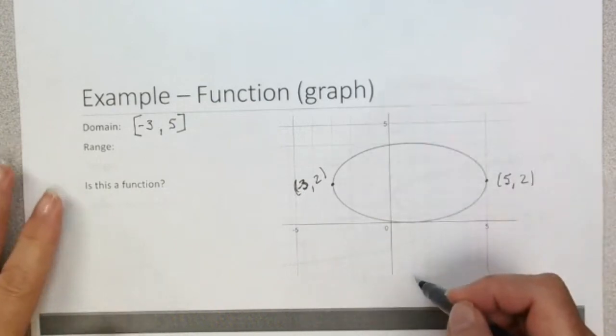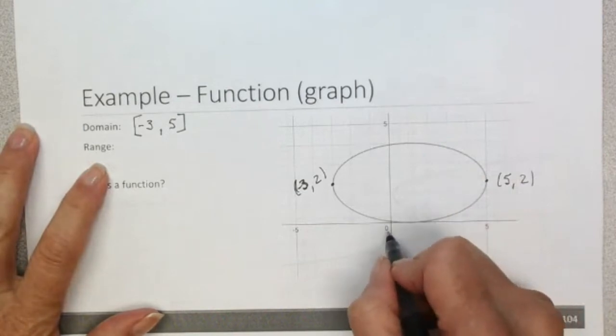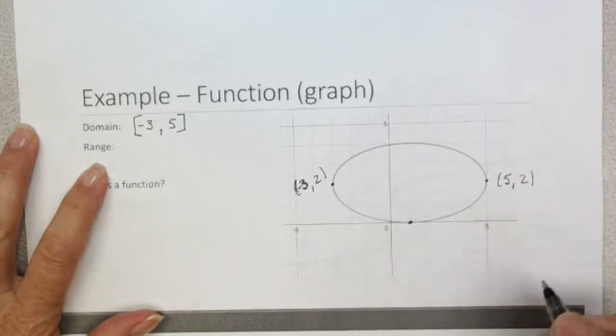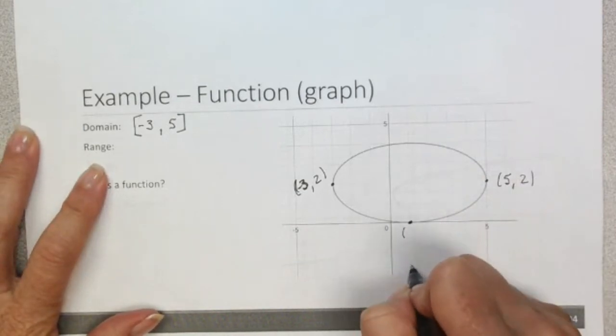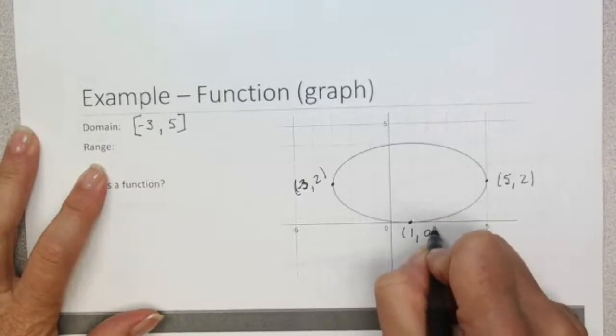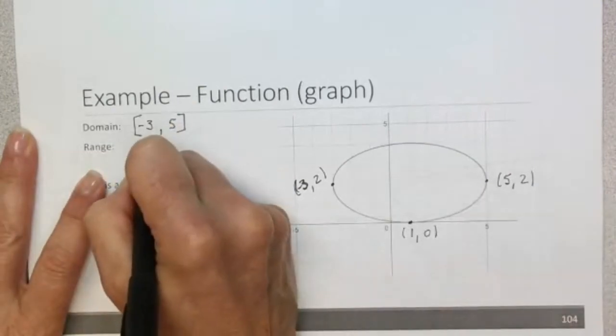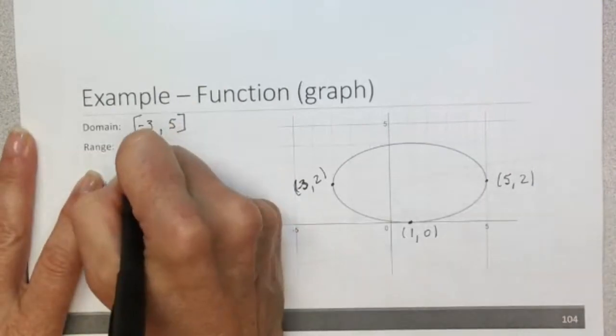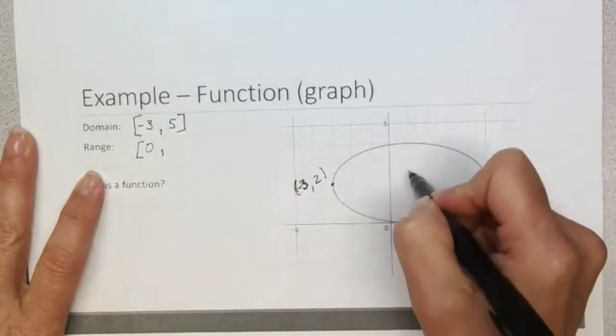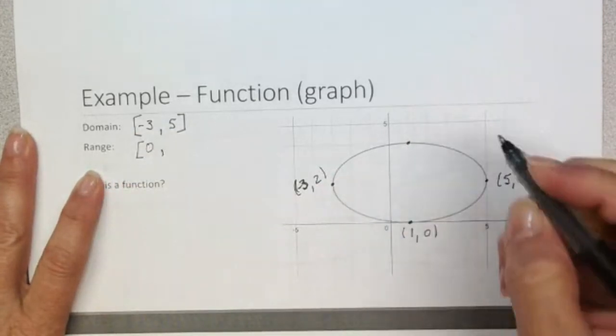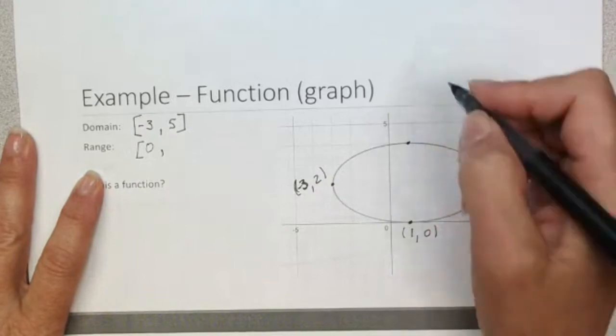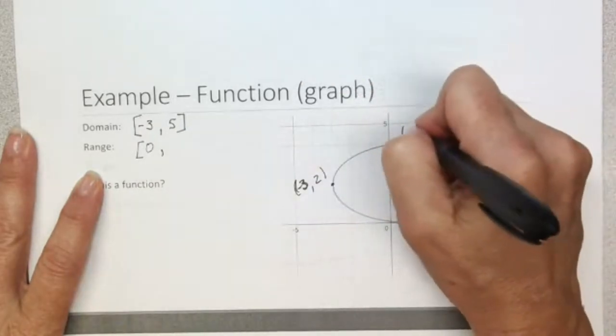Okay, the range, the smallest y, or the lowest point on the graph, looks like it's right here. Looks like those coordinates are 1, 0. So the smallest y is 0, and it's on the graph, so that'd be a closed interval. The highest point looks like it would be right there. That has the coordinates 1, 4.